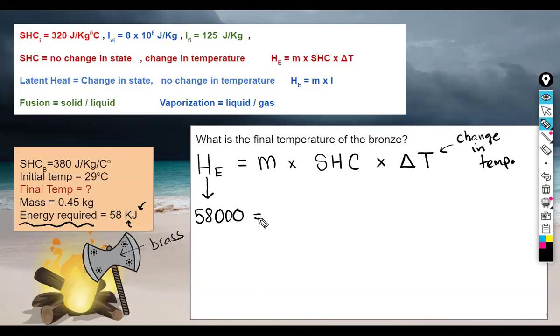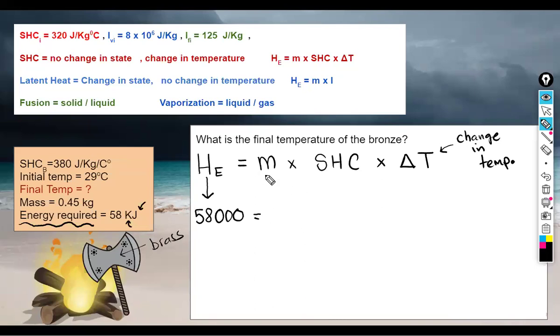How many people genuinely forgot to do that? Well, not forgot, but probably you didn't realize that the heat energy, you had to multiply it by 1,000. Be honest, it doesn't matter if you get it wrong. Like I said, this is just practice, right? We are allowed to get things wrong, but you have to try, right?